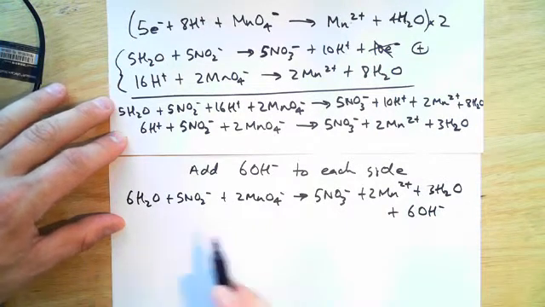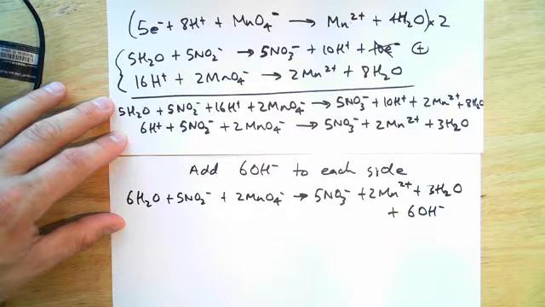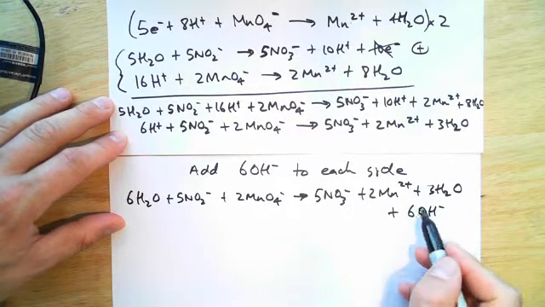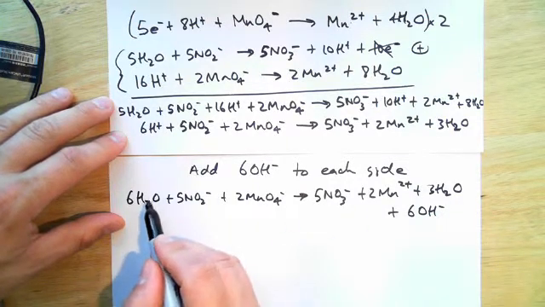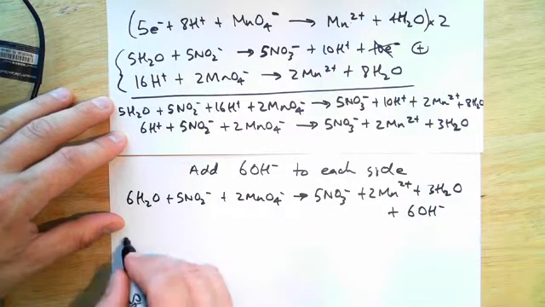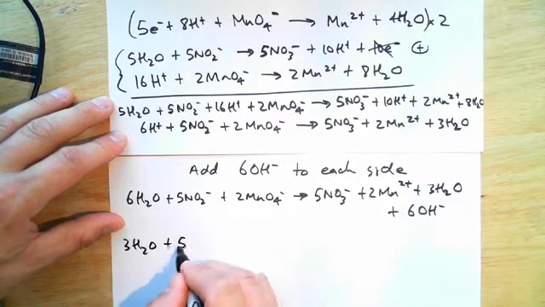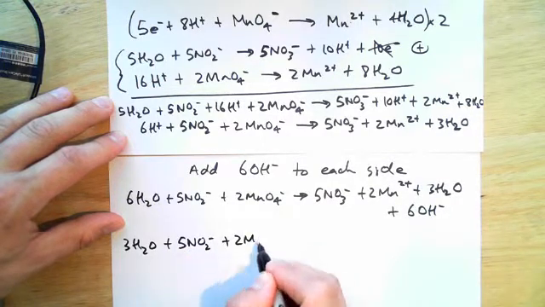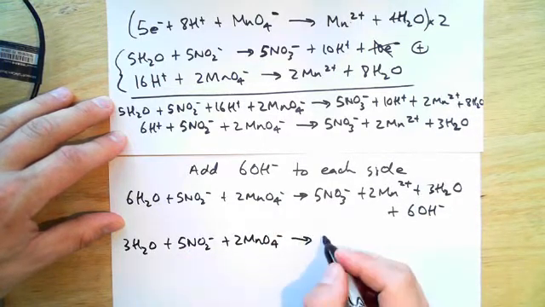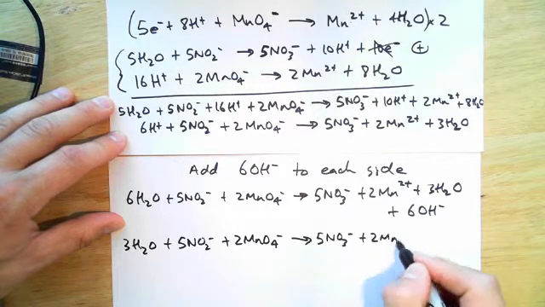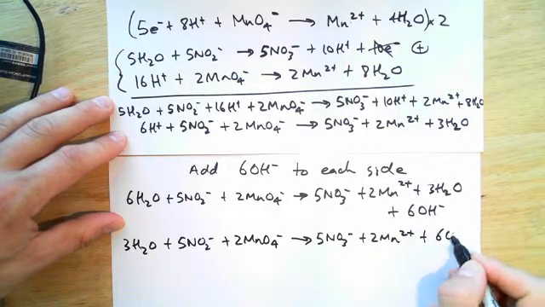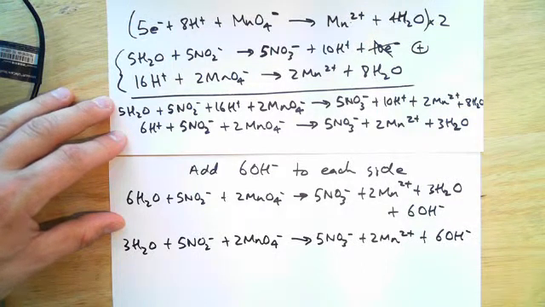Okay, and so then overall I have these 6 hydroxides, because they're added to both sides, but overall I've also got 6 waters here and 3 waters there. So then to tidy this up, this would become my 3 H2Os plus my 5 NO2 minus plus 2 MnO4 minus going to 5 NO3 minus plus 2 Mn2 plus my 6 hydroxides. Okay, so that's that completed overall, and that's how we do that in a basic environment.